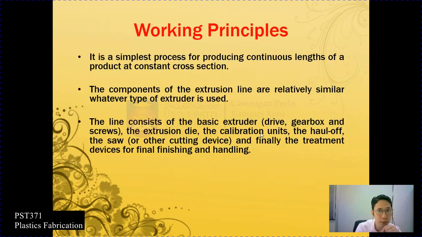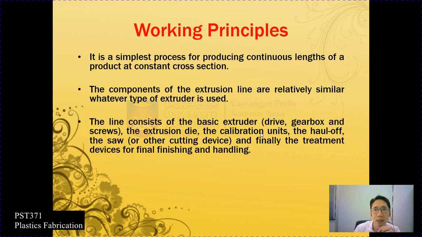Okay, the working principle. Extrusion is a simple process for producing continuous lengths of a product at a constant cross section. The components of the extrusion line are relatively similar whatever type of extruder is used. Okay, I like to say this because eventually we will cover each of the types of the extruder, but the process and components are relatively similar.